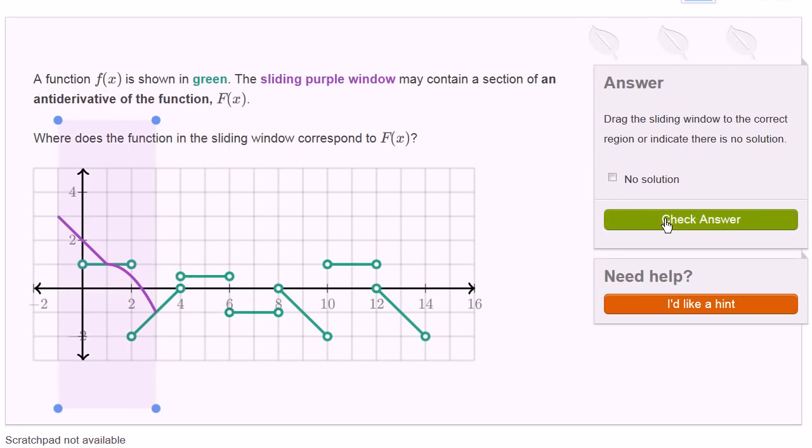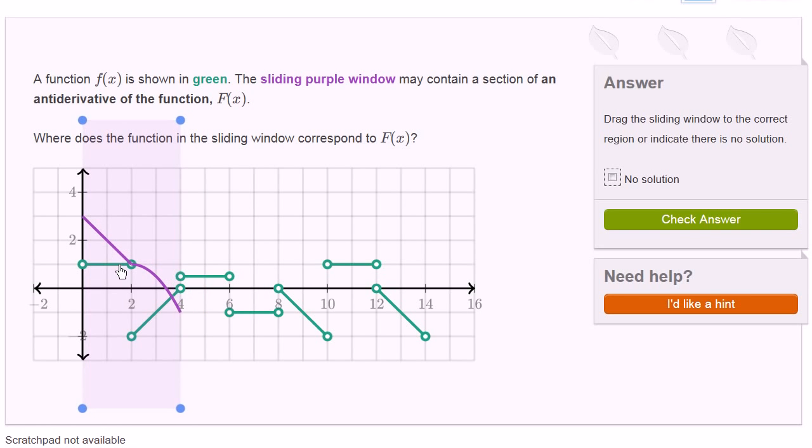This is exciting. A function f of x is shown in green. The sliding purple window may contain a section of an antiderivative of the function f of x. So now let's try to match up this little purple section to its derivative. So the green is the derivative. The purple function is the thing we're taking the derivative of. If we just look at the purple, we see that we have a constant negative slope in the first part of it.